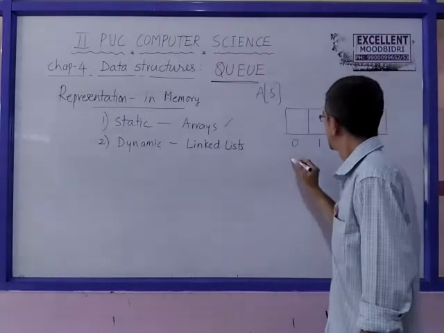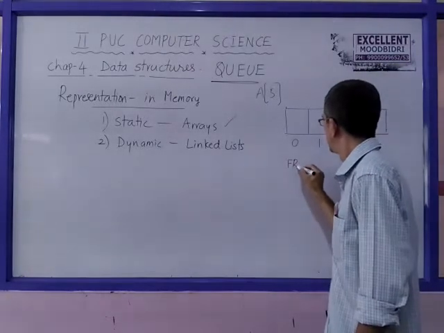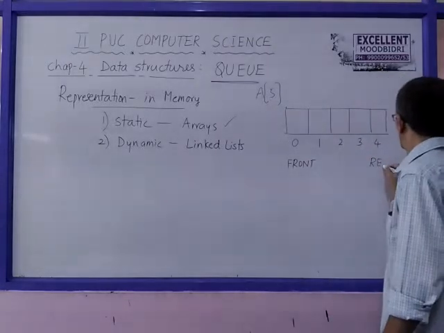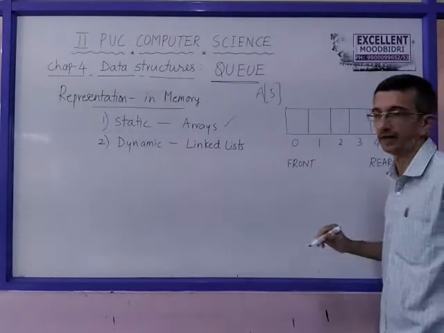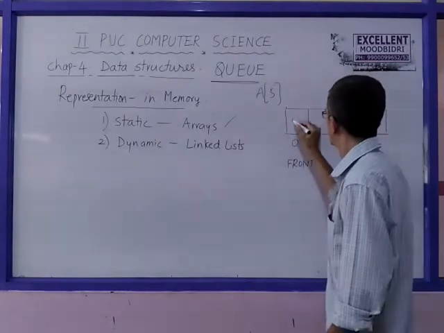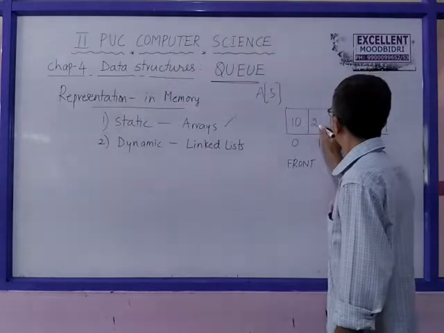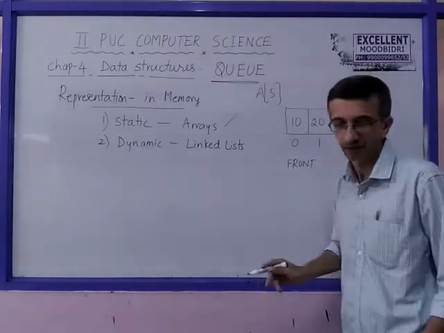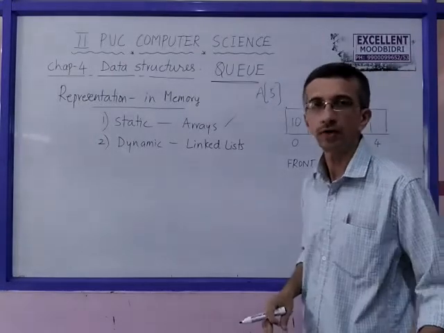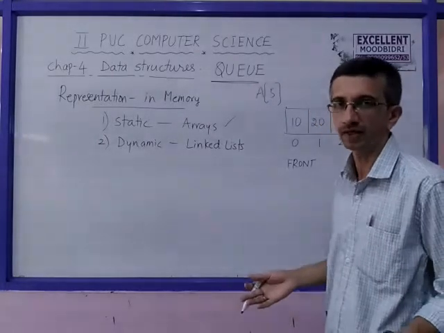Suppose this is the front end of the queue, and this is the rear end. Suppose first we enter one item into the queue, 10. Next we enter 20. So the rear item is this. When first there are no items, the queue is empty, correct?